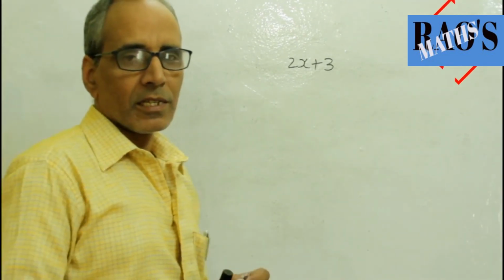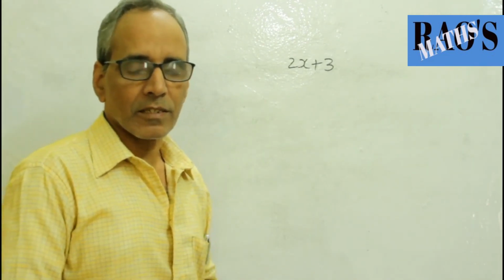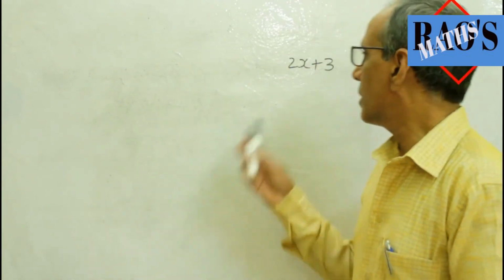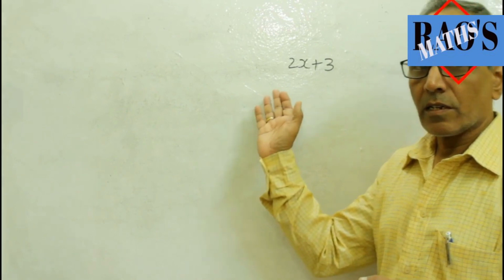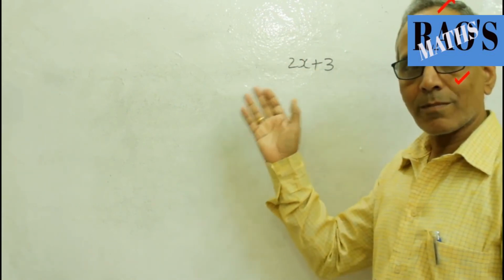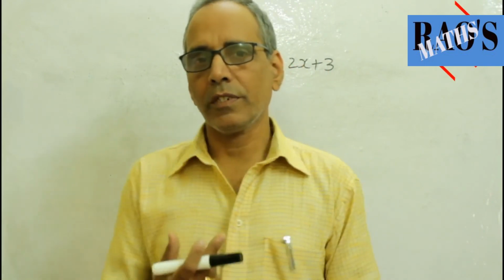We know an expression consists of some terms, whereas the terms are formed by some factors, including a variable. In this expression, the variable is x. So we cannot say the total value of this 2x plus 3, because here x can take up any value of its own.